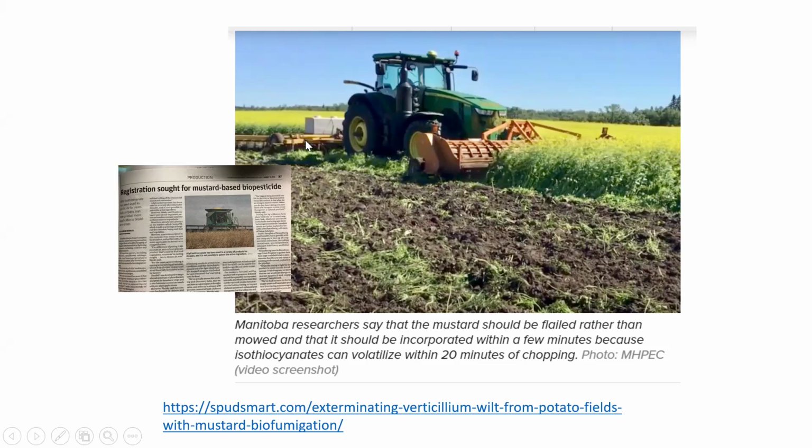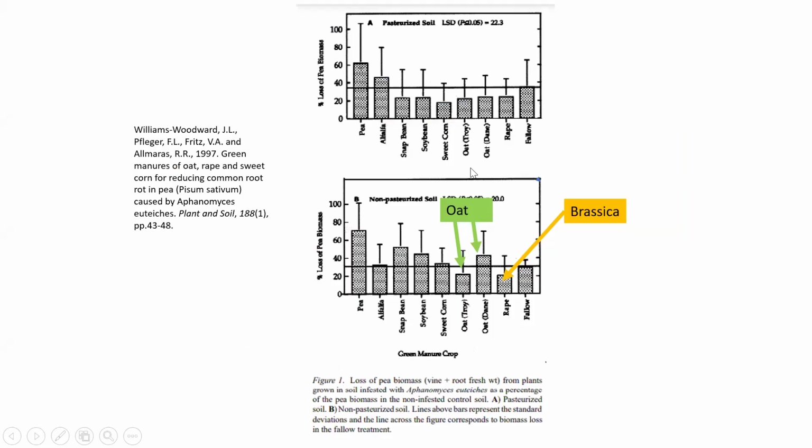That is a rotation that very, very effectively reduces this fungus. I should add that the alternative is to use methyl bromide to fumigate the soil, but methyl bromide also kills so many other soil organisms, and it also releases greenhouse gases. This is a much better way to go.